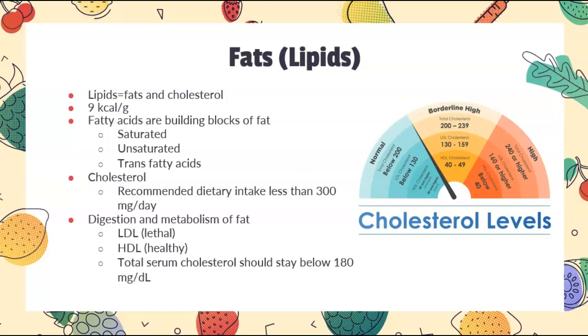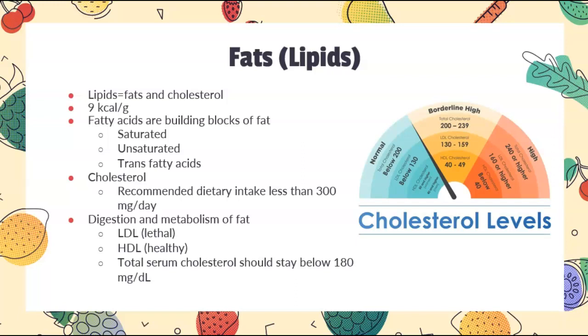Unsaturated fatty acids are when one or more places on the chain have hydrogen missing. Most unsaturated fatty acids come from plant sources and are liquid at room temperature. These are thought to lower LDL, or the lethal cholesterol. Trans fatty acids are unsaturated fatty acids that have been completely hydrogenated, so they've been turned into saturated fatty acids. These are similar to your saturated fats and tend to increase blood cholesterol levels.